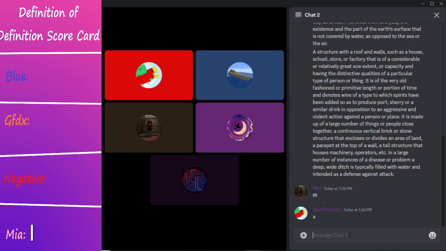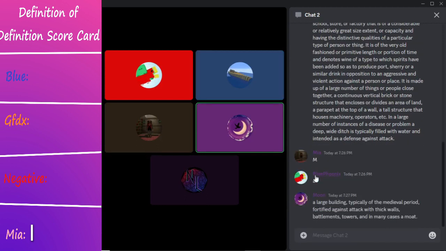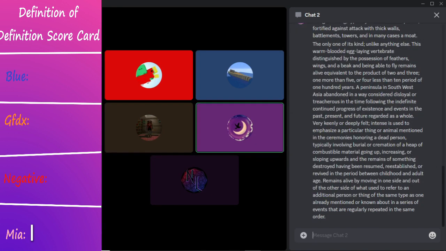For those who are wondering, this is the definition of castle: a large building, typically of the medieval period, fortified against attack, with thick walls, battlements, towers, and in many cases a moat. I can't remember where the alcohol came from, but alcohol somehow found its way. It always does. Alright, so you guys ready for number 2?